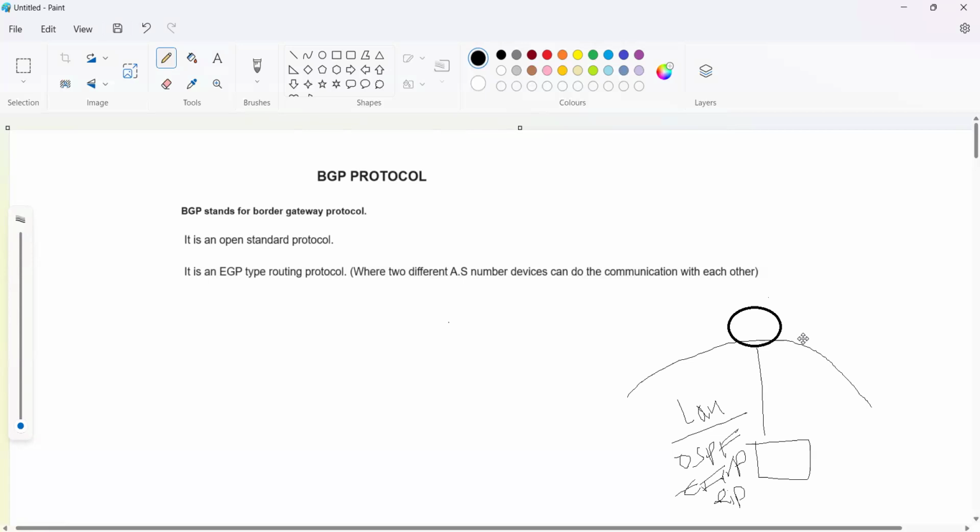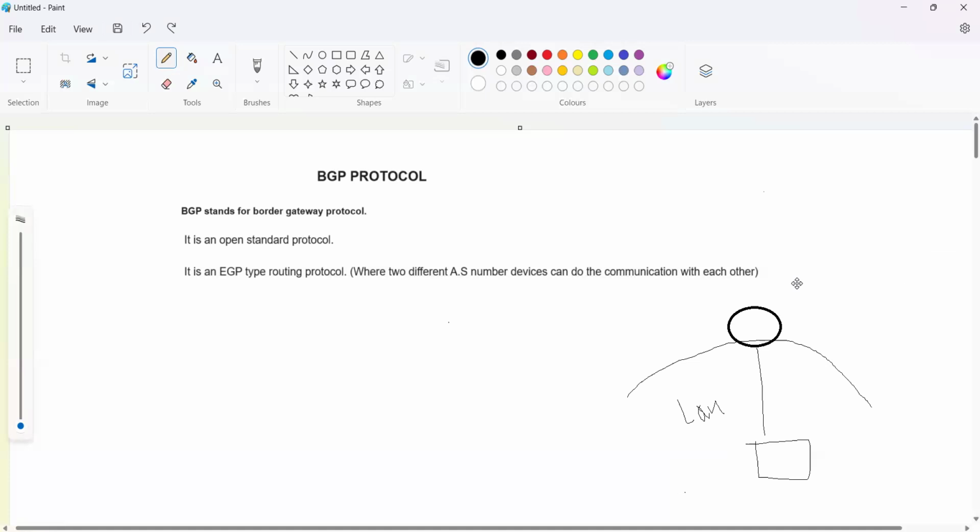Now move to the EGP protocol. What does it mean? We use two different AS numbers. Devices with two different AS numbers can communicate with each other. You can assume this AS is 100 and here the AS is 200. Different ISPs, two different organizations, anywhere two different AS numbers will use the BGP protocol. So that is the reason it is an exterior gateway protocol.